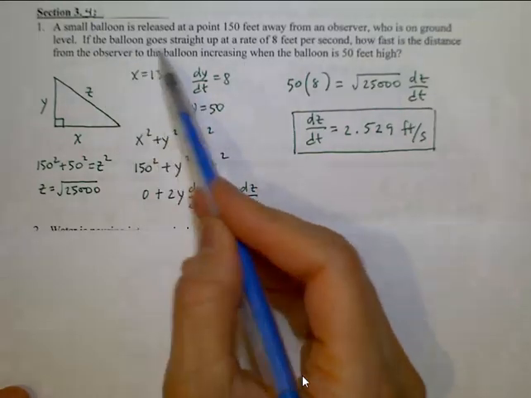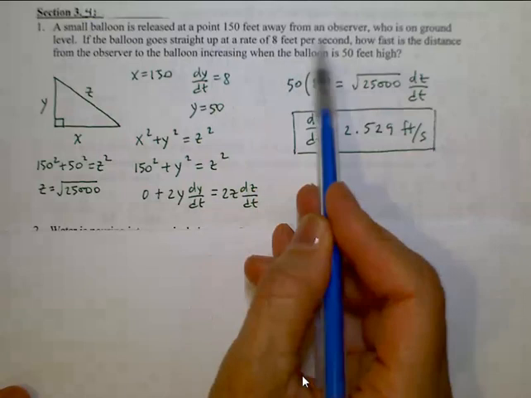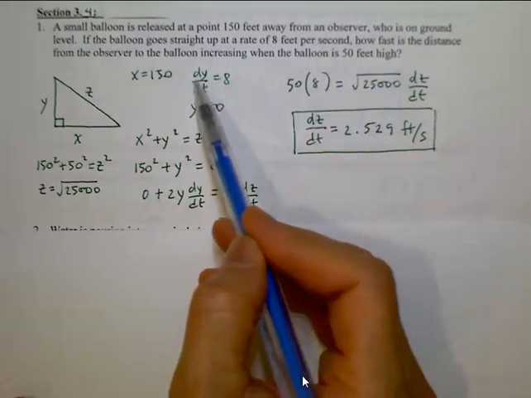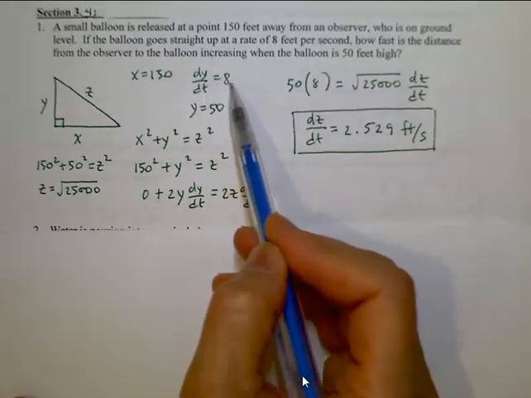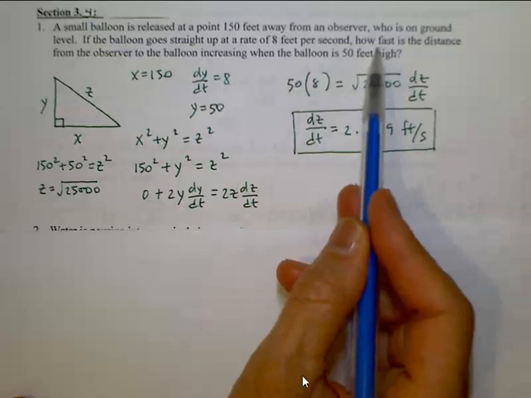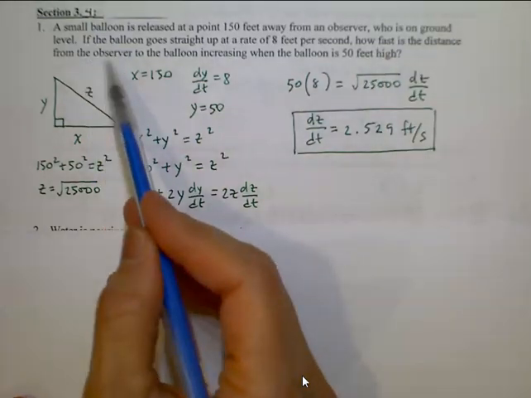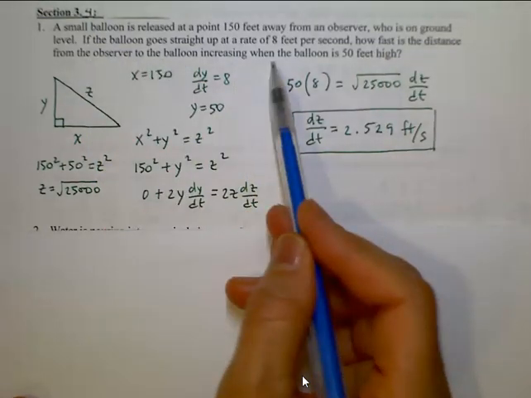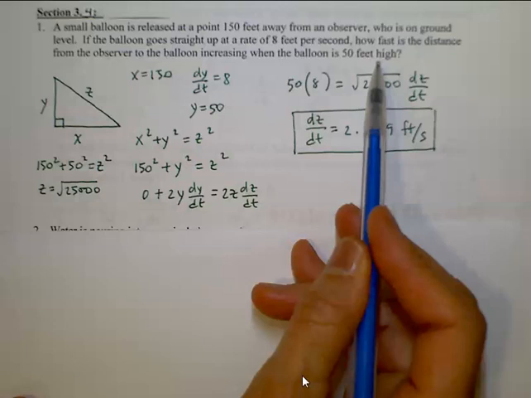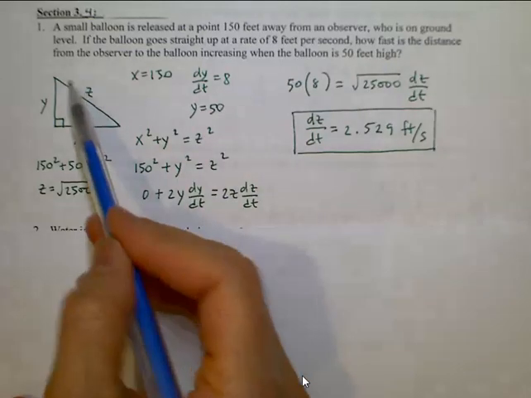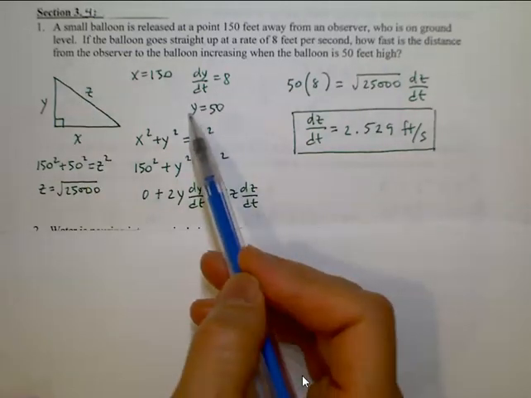If the balloon goes straight up at a rate of 8 feet per second, that would be dy/dt, and that's going to equal 8. How fast is the distance from the observer to the balloon increasing when the balloon is 50 feet high? Then I'll be looking for dz/dt, and that's when y is equal to 50.